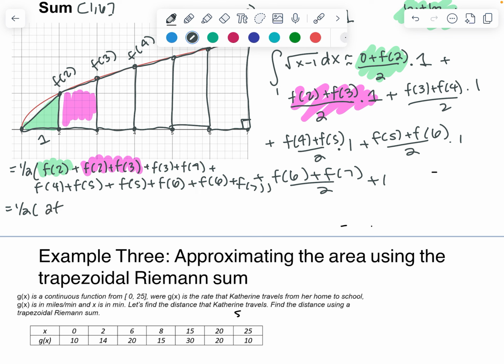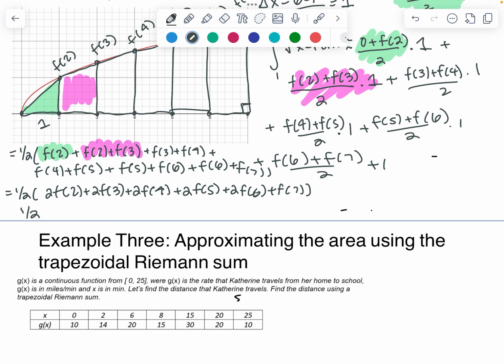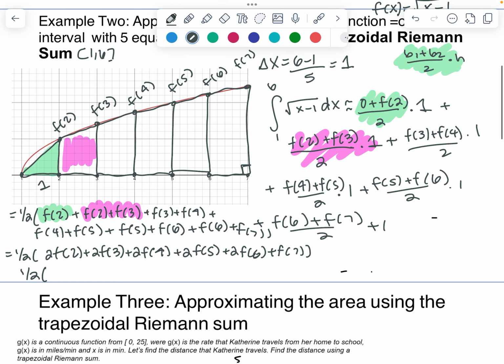I can write 2 of f of 2, 2 of f of 3, 2 of f of 4, 2 of f of 5, 2 of f of 6, and then 1 of f of 7, and that will make my evaluation step a little bit easier. So from here, now I just have to plug in to this curve's equation to find all of these values.